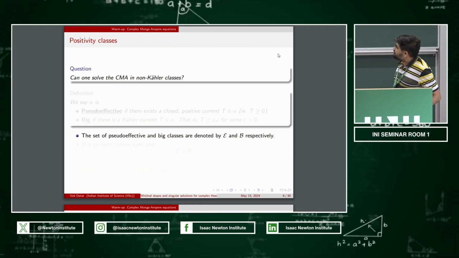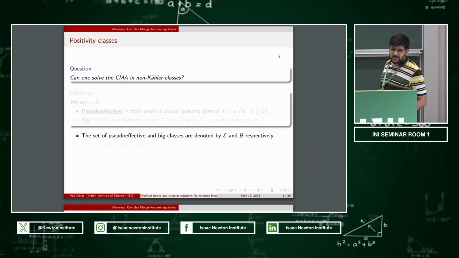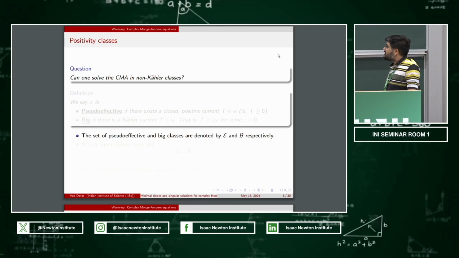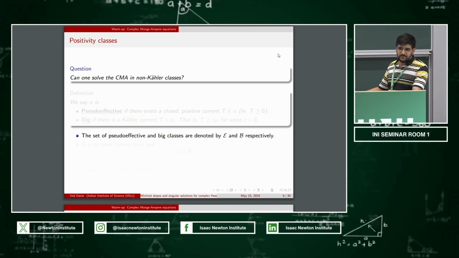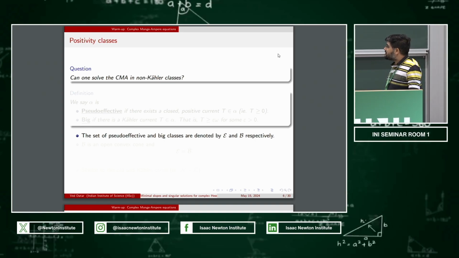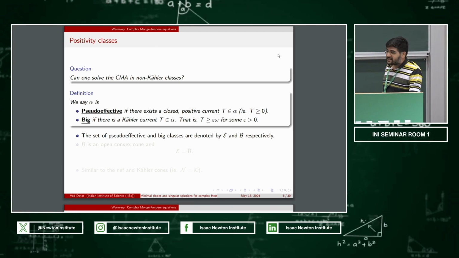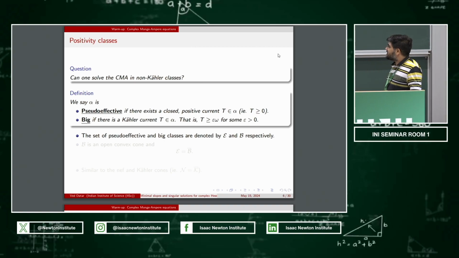Okay, so now the natural question is, can one solve the complex Monge-Ampère equation in possibly non-Kähler classes? It turns out you still do need some sort of positivity, some sort of weak positivity. We say that alpha is pseudo-effective if there exists a closed positive current in alpha, and we say it is big if there exists a strictly positive current, usually called a Kähler current. That just means that T is lower bounded by epsilon times omega for some epsilon positive.